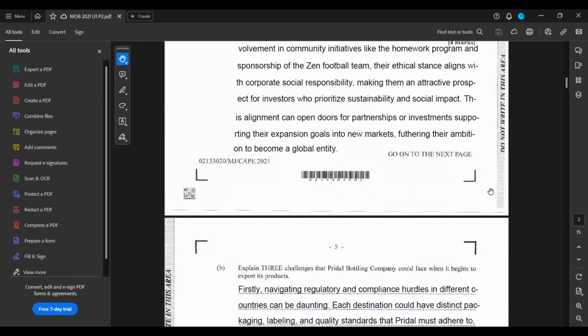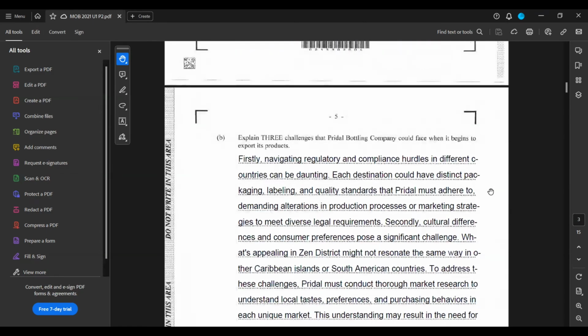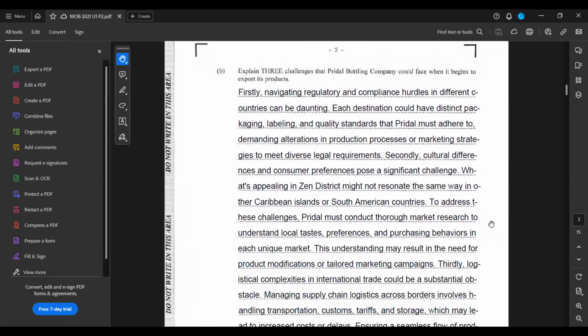Part B, explain three challenges that Pridal Bottling Company could face when it begins to export its products. Firstly, navigating regulatory and compliance hurdles in different countries can be daunting. Each destination could have distinct packaging, labeling, and quality standards that Pridal must adhere to, demanding alterations in production processes or marketing strategies to meet diverse legal requirements.